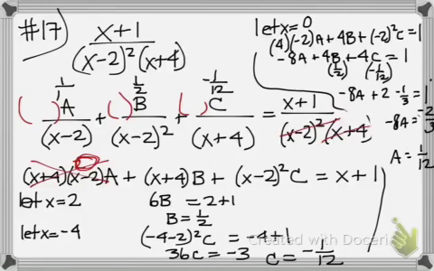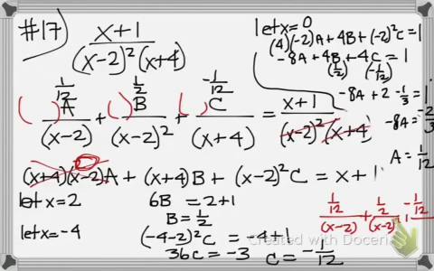So the solution is going to look like this: 1/12 over x minus 2, plus 1/2 over x minus 2 squared, plus negative 1/12 over x plus 4. Hopefully that makes sense.